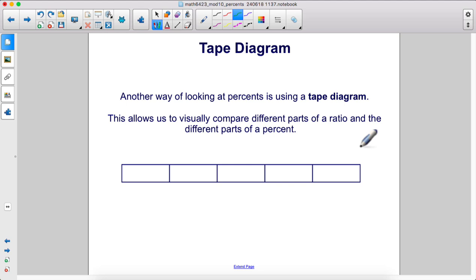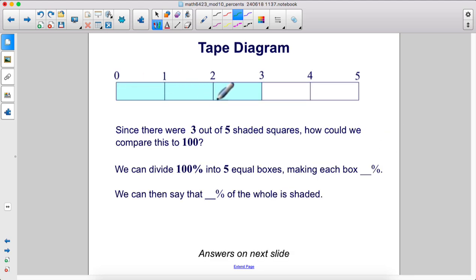Another way of looking at percents is using a tape diagram. This allows us to visually compare different parts of a ratio and the different parts of a percent. Since there's 3 out of 5 of the squares shaded, how could we compare this to 100? Well, let's say that the end here was 100, and we could divide it into 5 equal boxes. Well, 100 divided by 5 is 20. So each box would represent 20 out of 100.